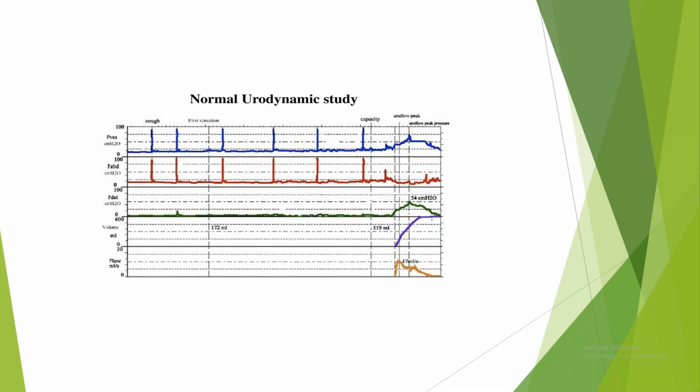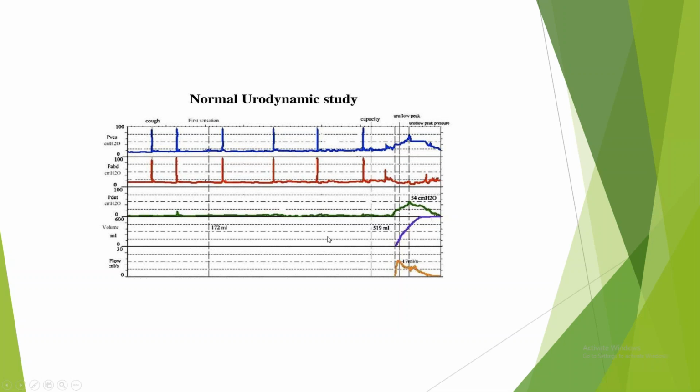They will give one graph on one page only, and they will write. Usually they don't give it unlabeled. They will write which is bladder pressure, which is abdominal, and which is detrusor pressure. They will not give it unlabeled.